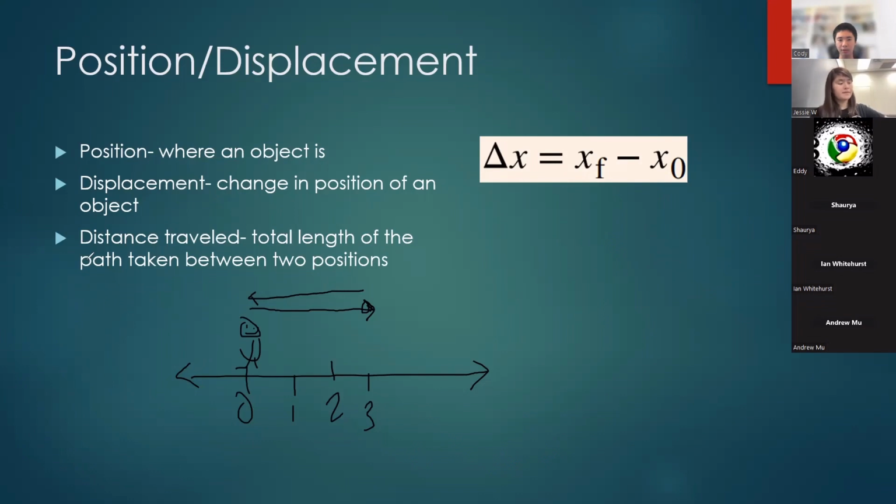The distance traveled is the total distance the person travels. From 0 to 3, that's 3, and from 3 to 0, that's another 3. So it'd be 6. It's also important to remember the units. For position and displacement, the SI unit is meters. That's also important to remember.